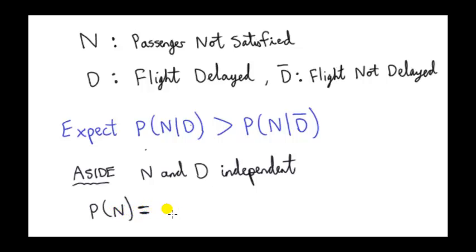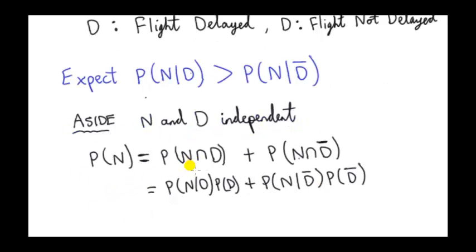Well, there are two possibilities for a passenger not being satisfied. Either the passenger is not satisfied and the flight is delayed, or the passenger is not satisfied and the flight is not delayed. Okay, so it's one of these events, one or the other, so we add the probabilities. So next we use a conditional probability formula. So I just rearranged it here to get the probability of N intersecting D.